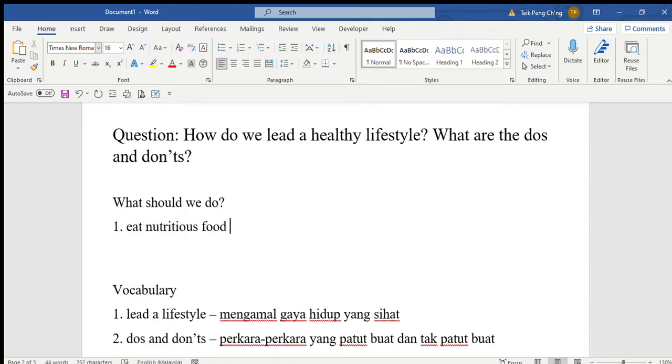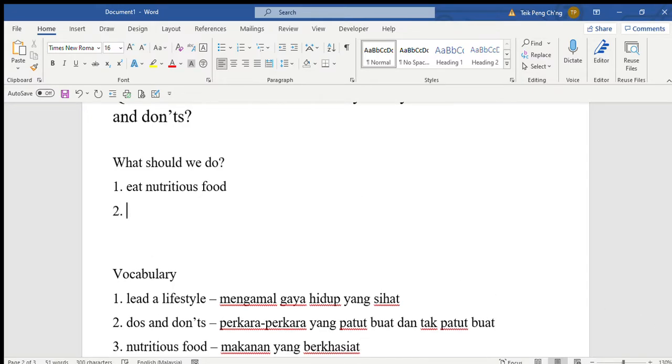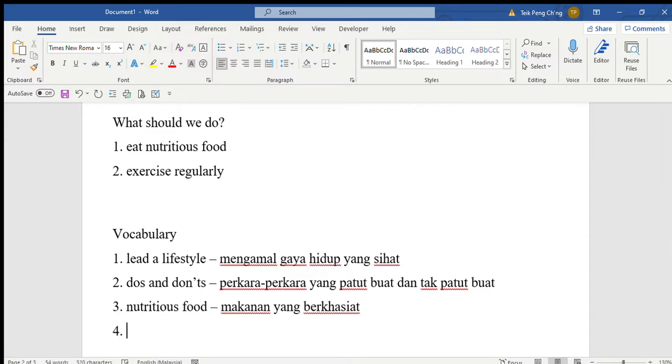nutritious food. Okay, so apa maksudnya nutritious food? Nutritious food maksudnya makanan yang berkhasiat. Makanan yang berkhasiat. Nutritious food. Next, what should we do to lead a healthy lifestyle? We also need to exercise regularly. Exercise regularly. So what is the meaning of regularly? Regularly means maksudnya selalu. Selalu. So exercise regularly.